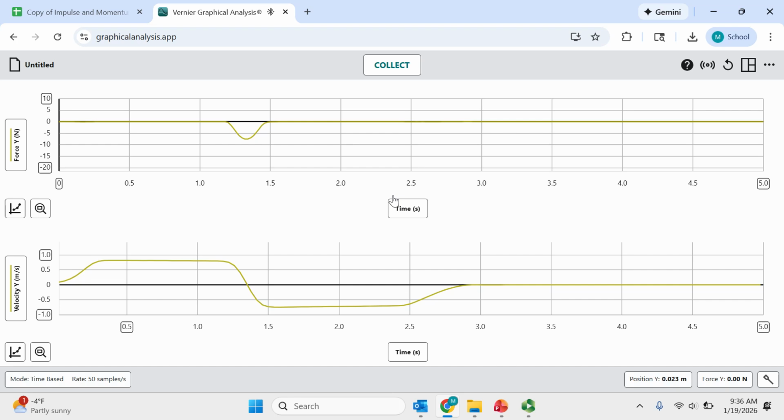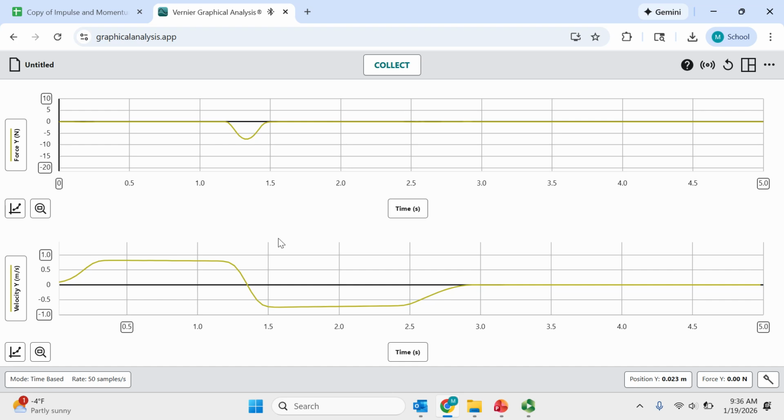So what you notice about this graph is on the bottom one, we have velocity as a function of time. Here's the cart moving down the track. Here it's running into the track and changing directions. And here it's moving back toward me. And then here's the time period where force was acting on the cart as it was changing directions.